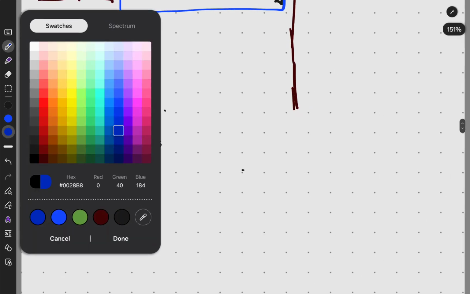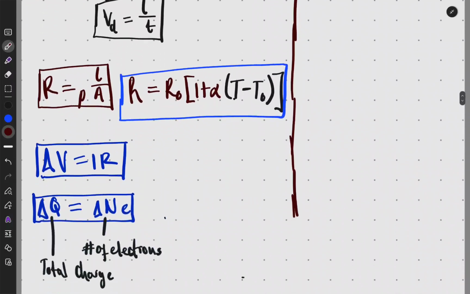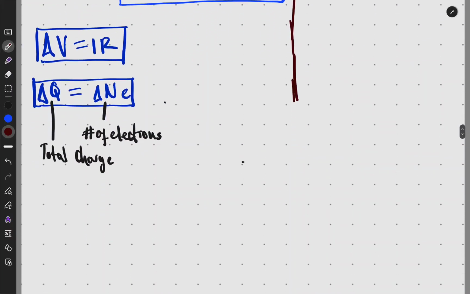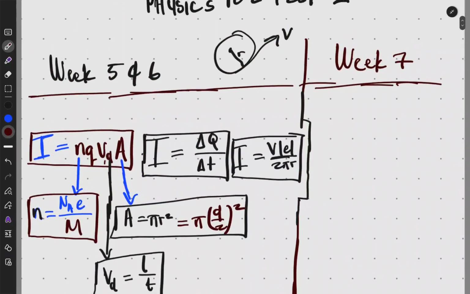Now that I have this, let me choose with squared. So I have 3 for current, 2 for resistance, 1 for delta V, 1 for delta Q, okay? And you should also know that delta Q is also found in here. So in case you're looking for delta Q, you can also come to this one.